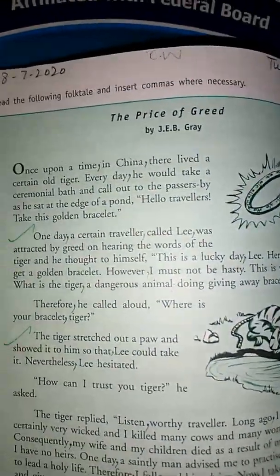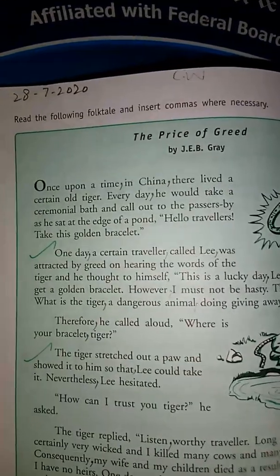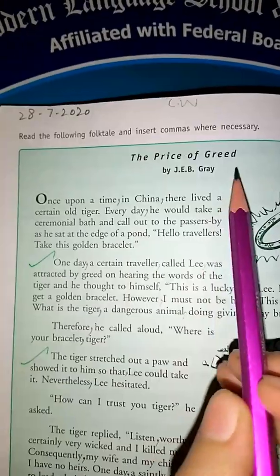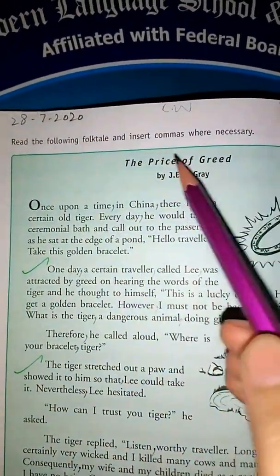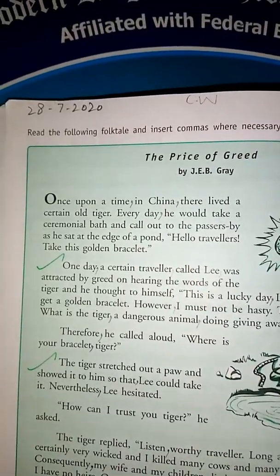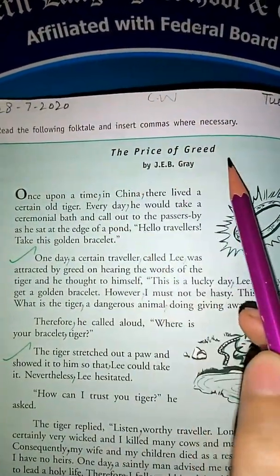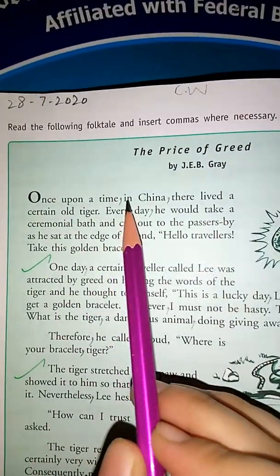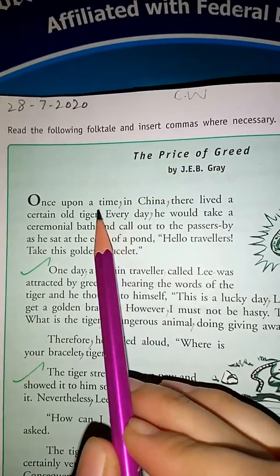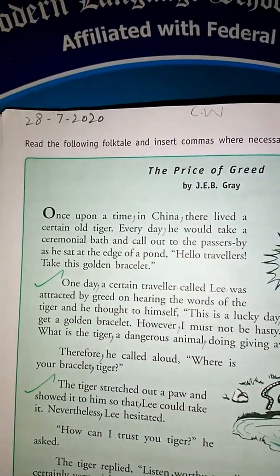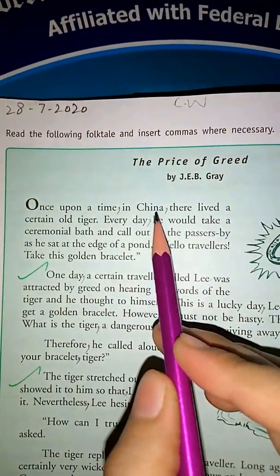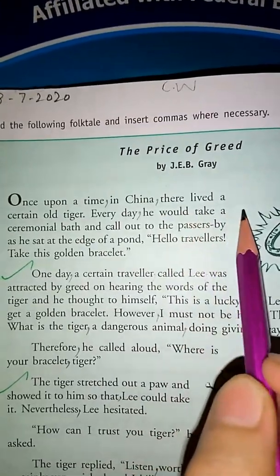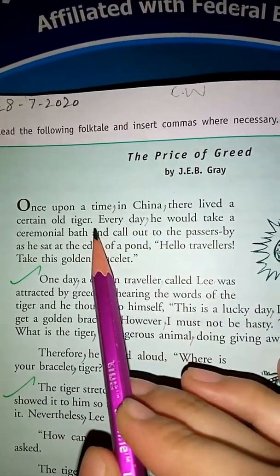Now we are going to do the exercise of it, and students, don't forget to mention the date on your page, okay? Now read the following folktale and insert commas where necessary. So now what we have to do, we have to insert the commas in this folktale where we have to put them, okay? The Price of Greed by J.E.B. Gray. Once upon a time, put comma after this because this is the introductory phrase. In China, and don't forget to mention comma after this, there lived a certain old tiger.